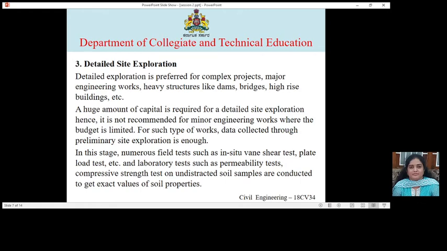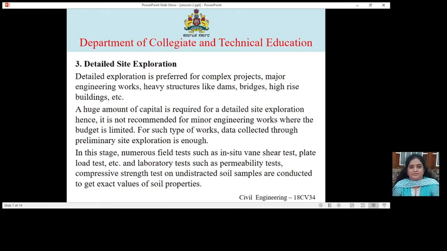Hence, it is not recommended for minor engineering works. Engineers may not prefer this type of method for small construction or small projects, because it needs a lot of money and special machineries to conduct it. Where the budget is limited, for such types of works, data collected through preliminary site exploration is enough.